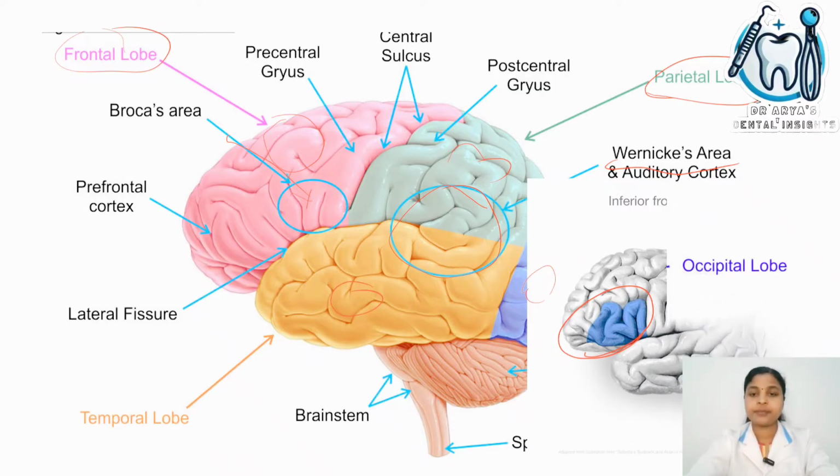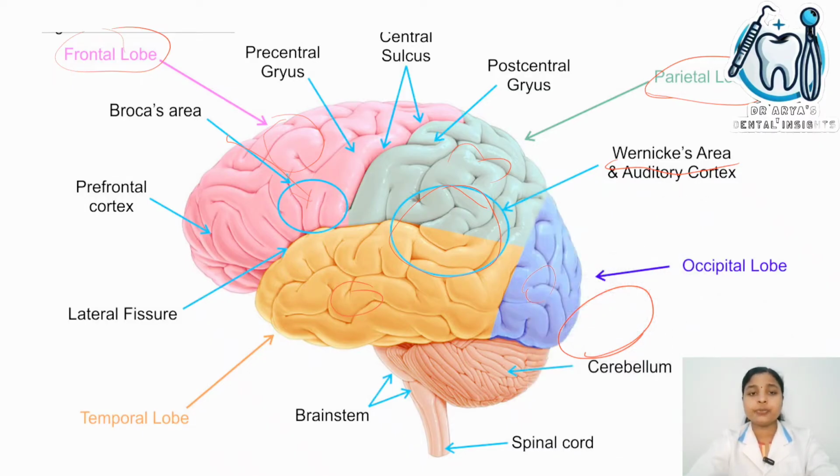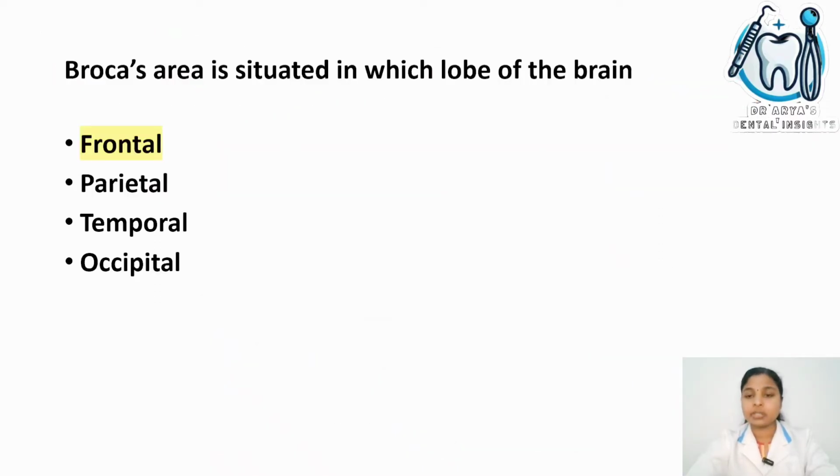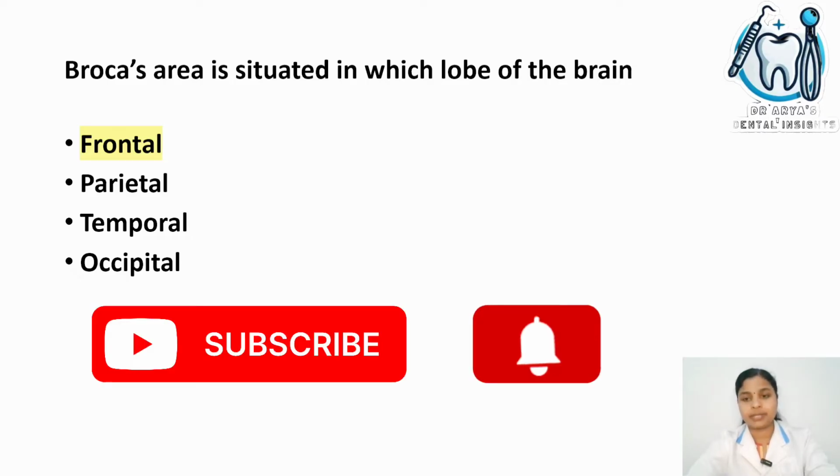Okay. So three questions are there. Which are they? Broca's area is situated in the frontal lobe and inferior frontal gyrus, and also Wernicke's area is situated in the parietal lobe. Okay. So our answer: Broca's area is situated in the frontal lobe of the brain.